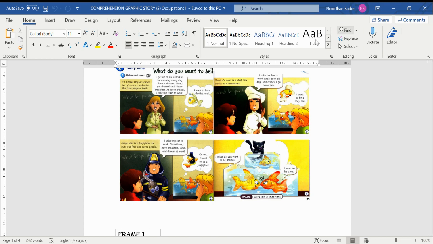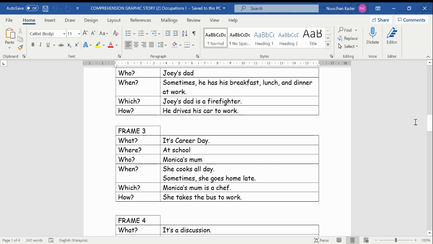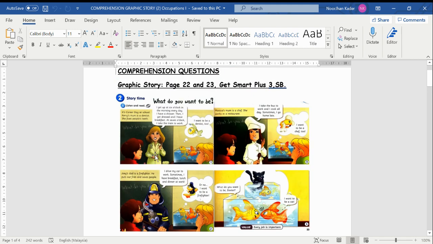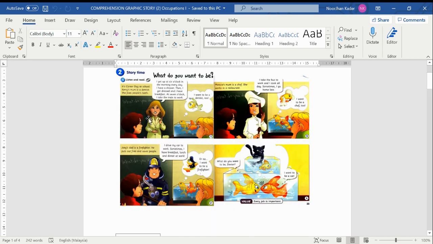Okay, so let's look at Monica's mom. Can you see? What is happening is career day, because you can see the three pictures are the same. They are not really the same, they just differ by having another person giving the speech. So it is almost the same, but the speeches are given by different people. Like the first one, Carrie's mom. Second one, Joey's dad, and third one, Monica's mom.